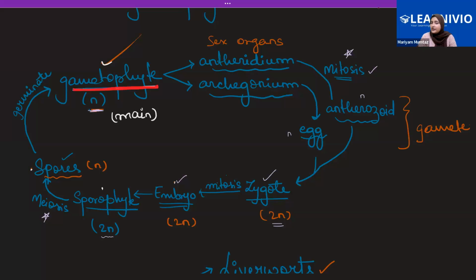Both of them will fuse with the help of water and they will become a diploid zygote. This diploid zygote will undergo mitosis and form the embryo. The embryo will further become the diploid sporophyte. Now this sporophyte, since it is diploid, it will undergo meiosis to produce the spores. And when these spores germinate, the gametophytic plant body will be formed.